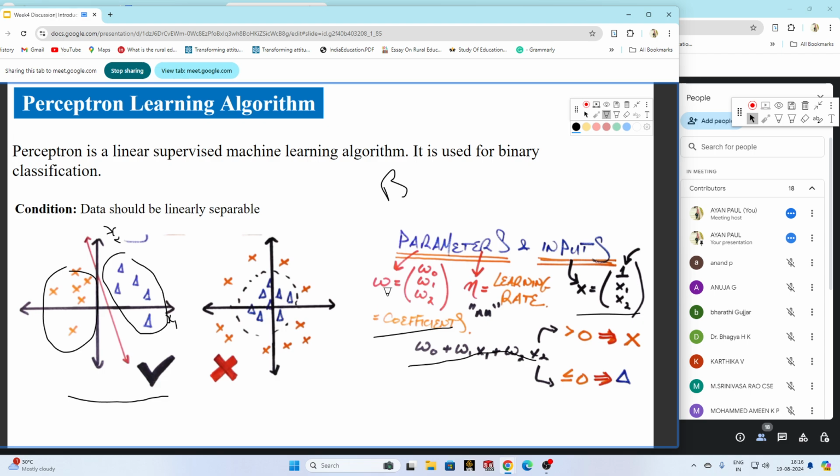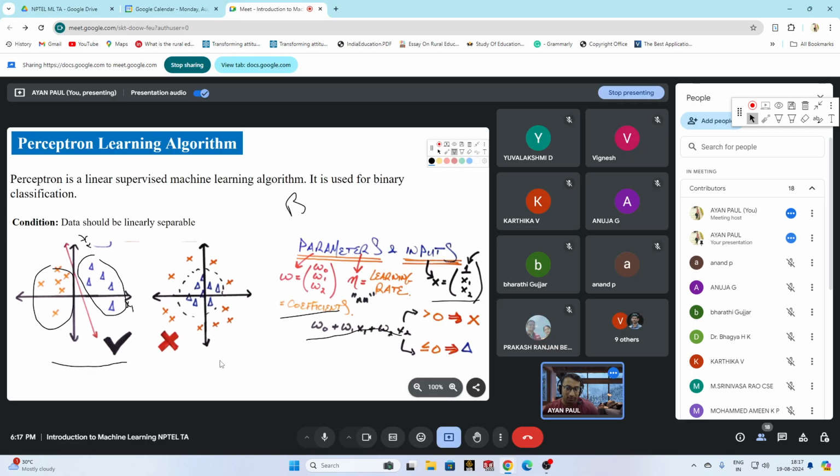Is this slide clear up to this? Any doubt? What type of data can we use the perceptron learning algorithm for? Okay, nice.